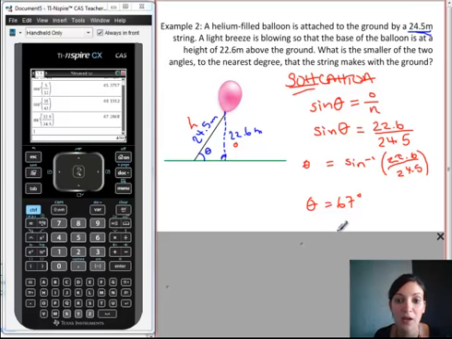Okay, so those are the examples for finding an angle. You can now go on to the questions from this chapter.